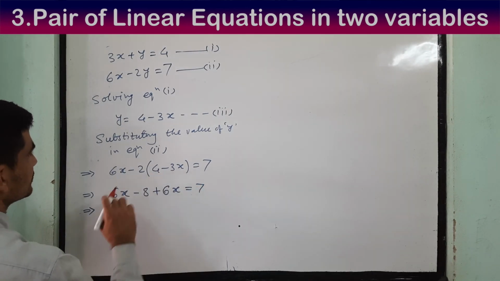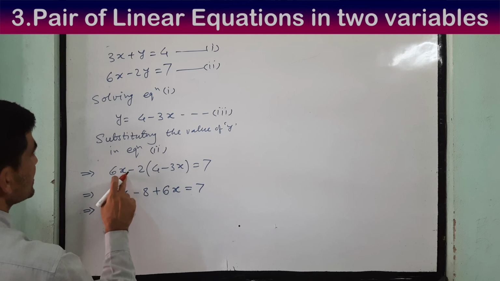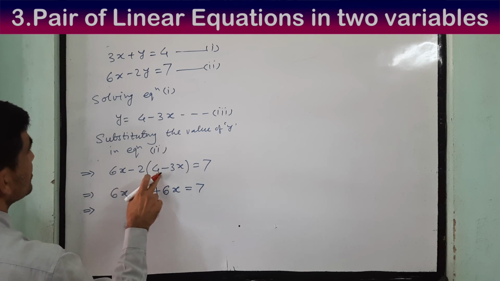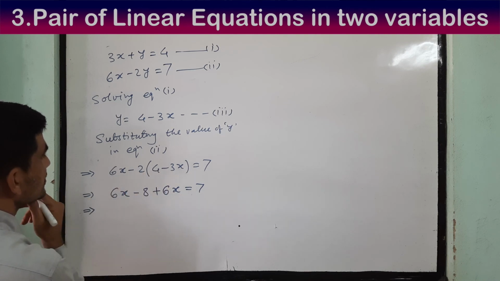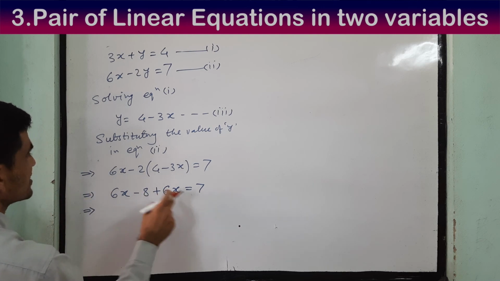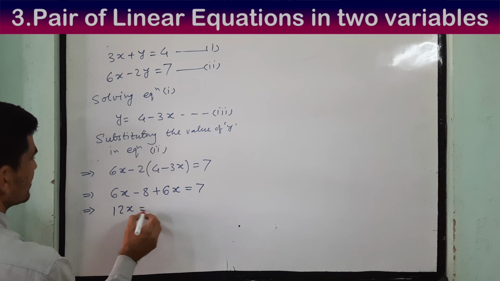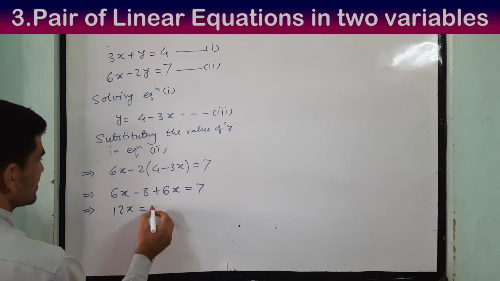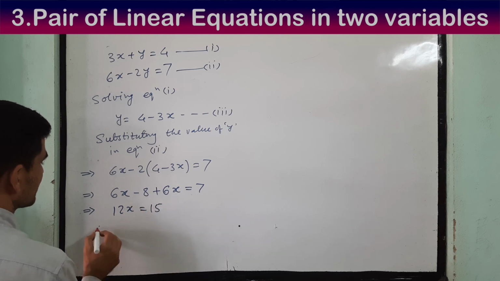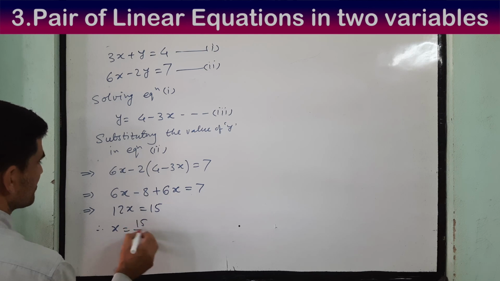Now 6x minus 2 times of 4 minus 3x. This becomes minus 8 plus 6x. Then 6 plus 6, 12x, and this will go to the right side. 8 plus 7, 15. So here we get x is equal to 15 by 12.